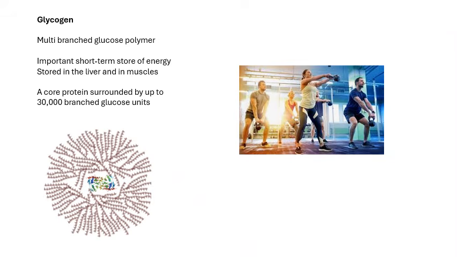And then lastly, glycogen, a multi-branched glucose polymer. And there's lots and lots and lots of glucose molecules joined together, up to 30,000 branched glucose units. And there's some kind of protein in the middle, which is part of the overall globular molecule. Okay, very important for us as a short-term store of energy. We store it in our liver and we store it in our muscles. And if you go for a run, this is what your body uses. It uses the glycogen stored in your muscles and stored in your liver.